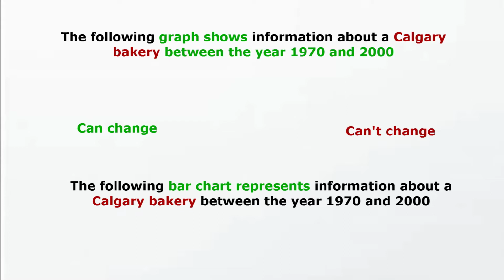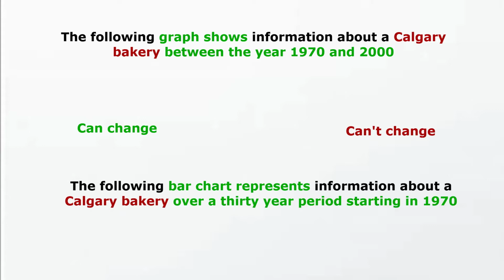We could also change the year as well. We still need to represent the same information, but we can do it in a different way. So we could maybe say over a 30-year period starting in 1970, for example. It still has the same meaning, it's just saying things in a very different way. So we could actually change most of the words in the question. And the same is true for every single IELTS style writing question.